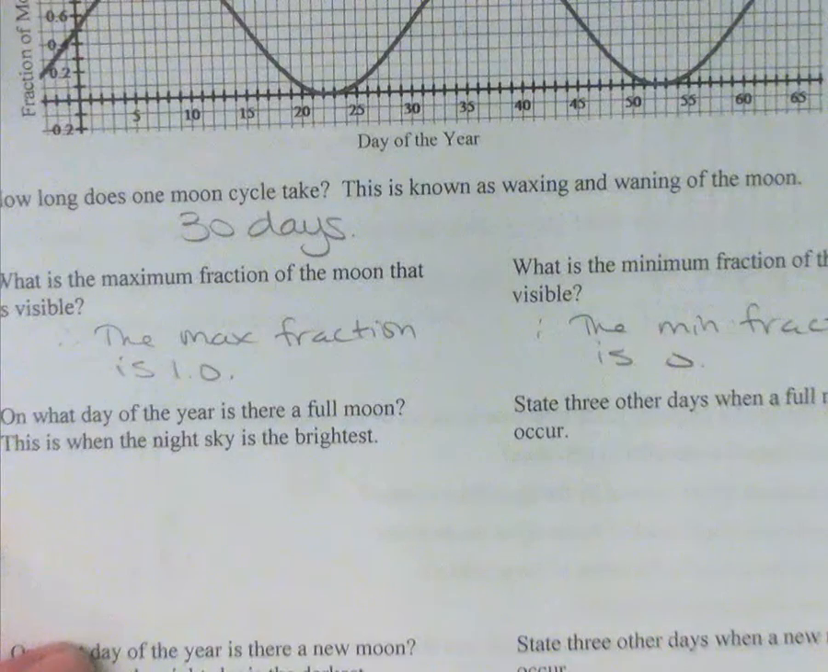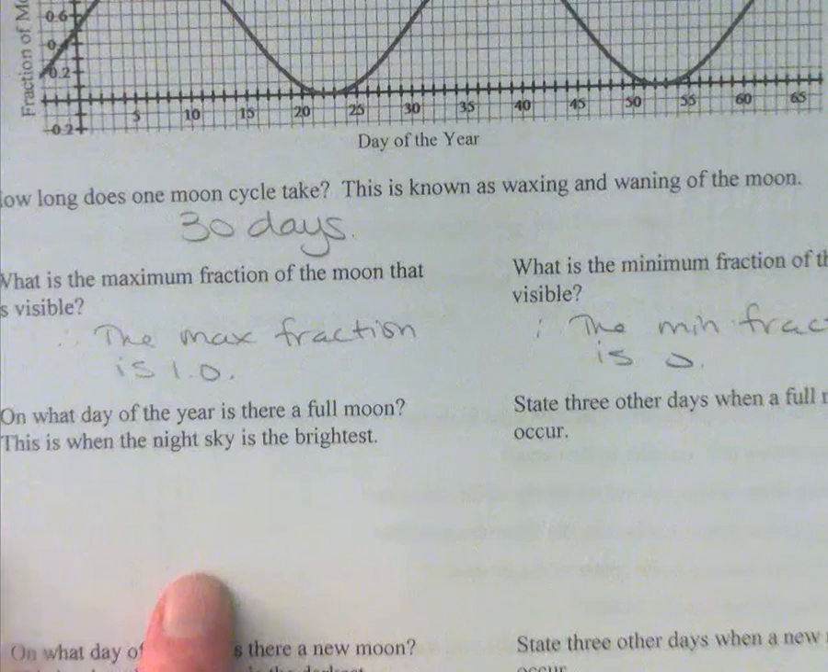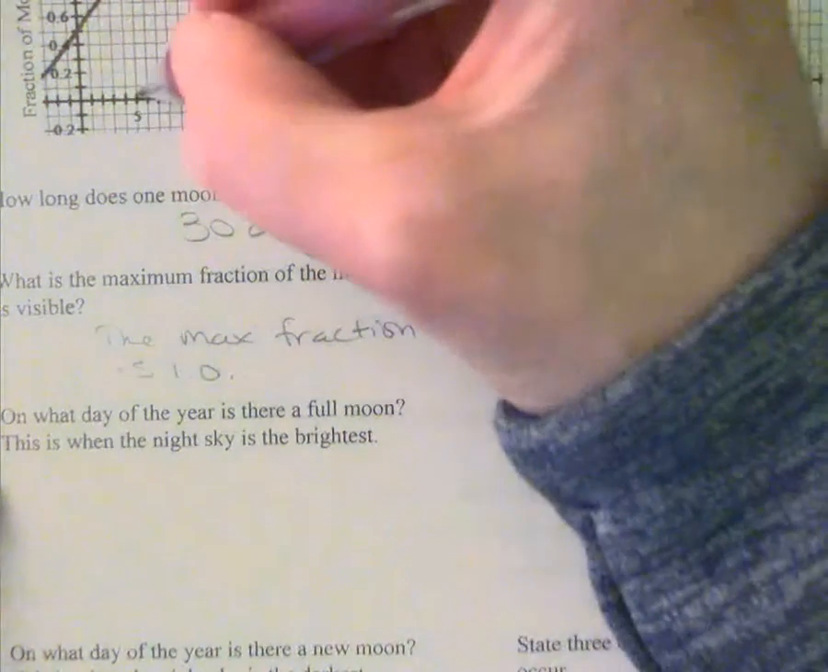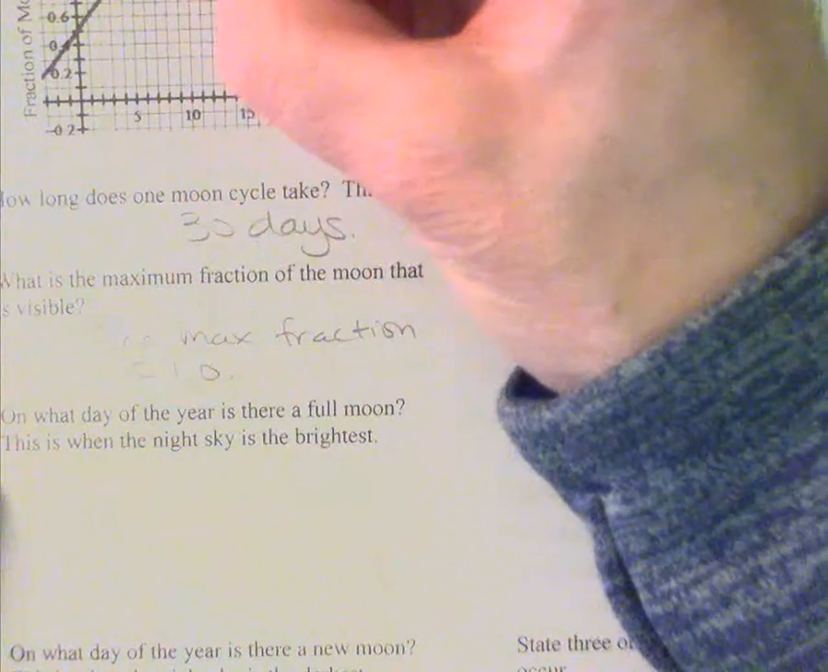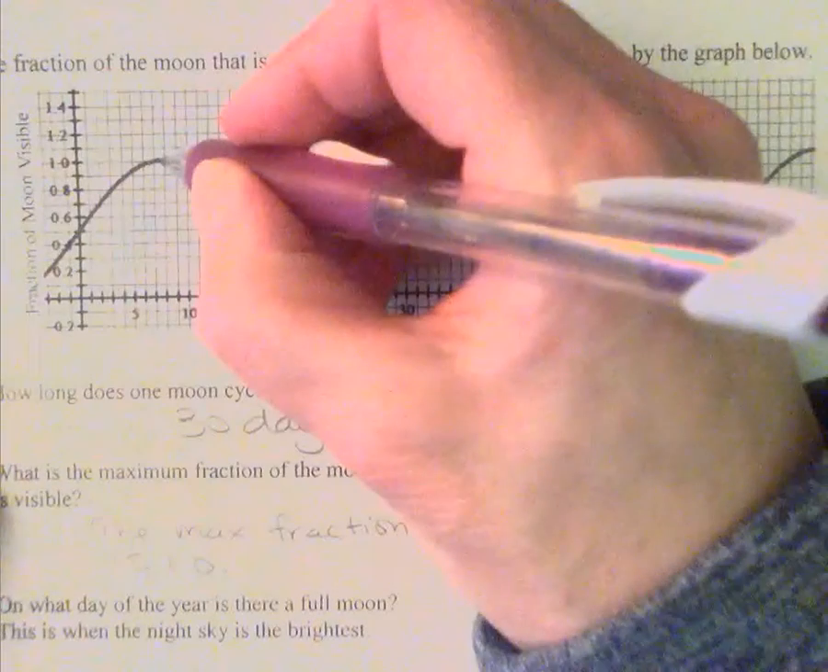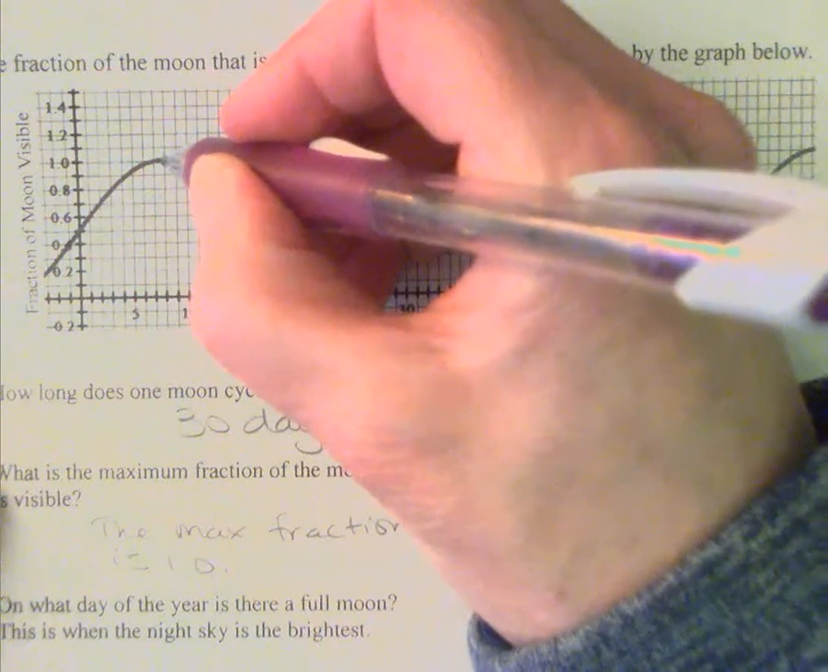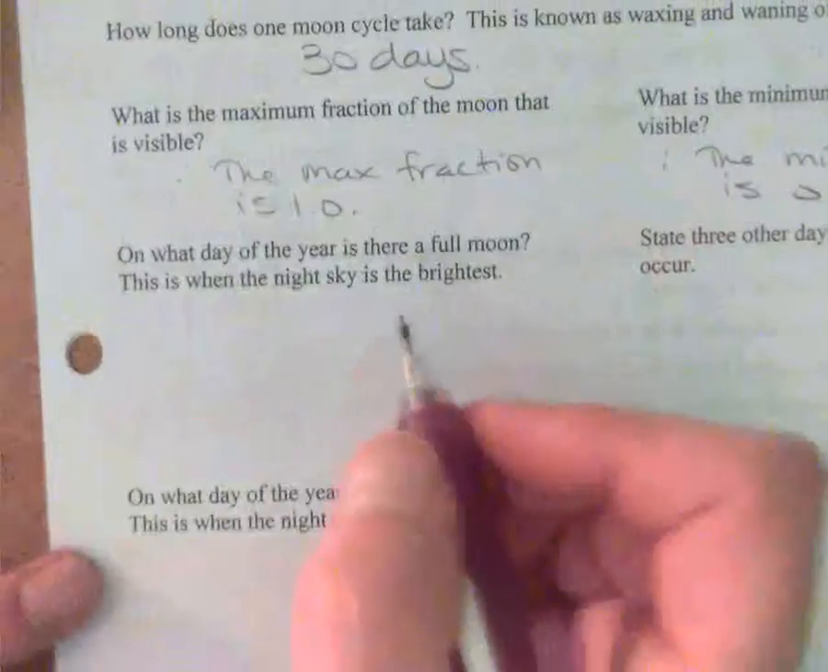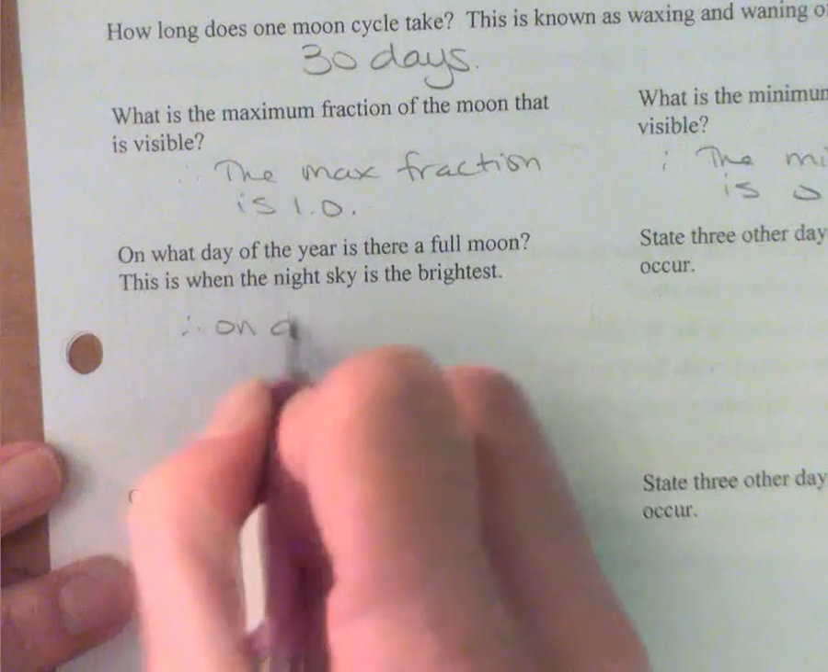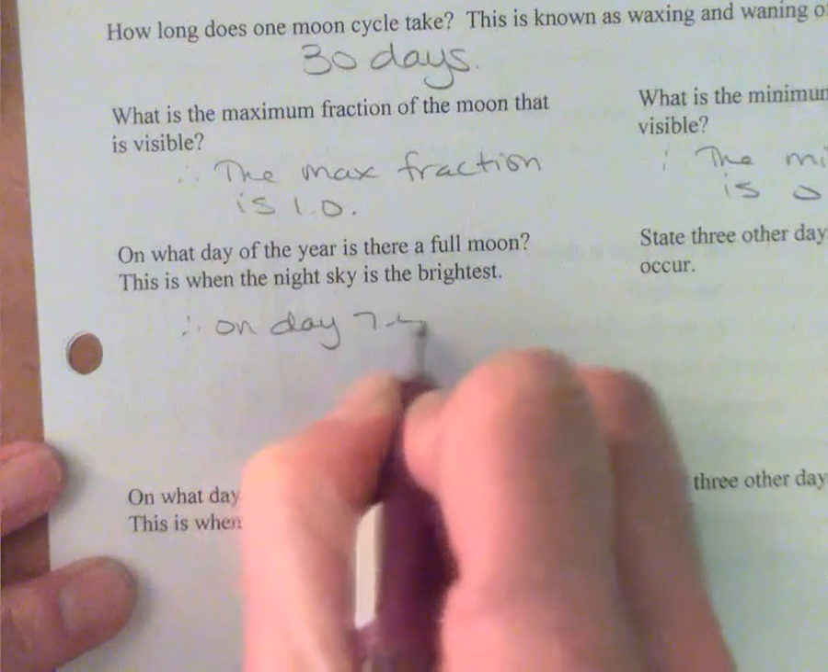So they want to know on what day of the year do you first see the full moon. That's when the sky is the brightest. So if I look, there's 5, there's 6, there's 7, and we're just a little bit more, so we're at 7.5. So on what day do I see the full moon? Therefore, on day 7.5.